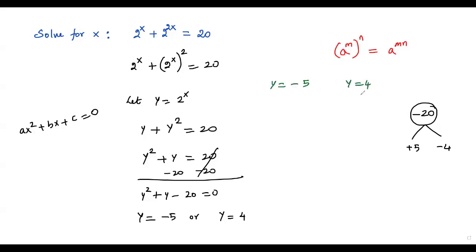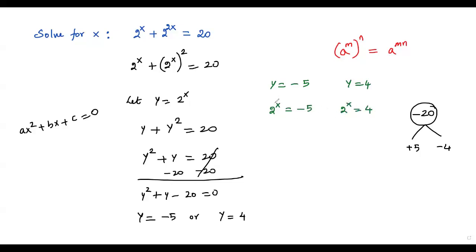Actually, y is a variable taken by us. It has to be replaced by the original stuff, that is 2 to the x power. To make the solving process easier, I just replaced the 2 to the x power in the given equation by y. So now we can replace the y over here by 2 to the x power. Then we get 2 to the x power equals negative 5, and 2 to the x power equals 4.